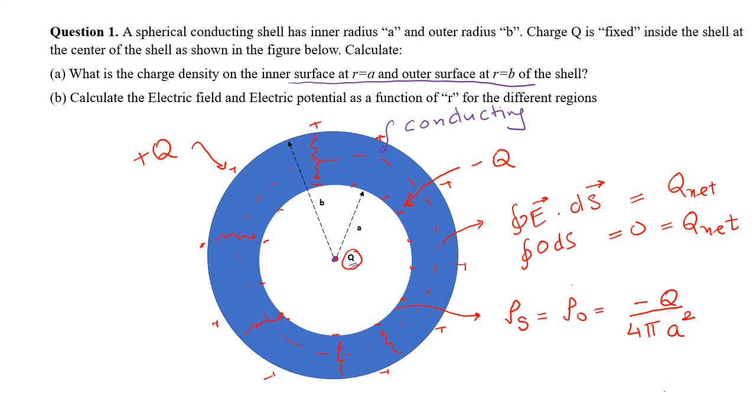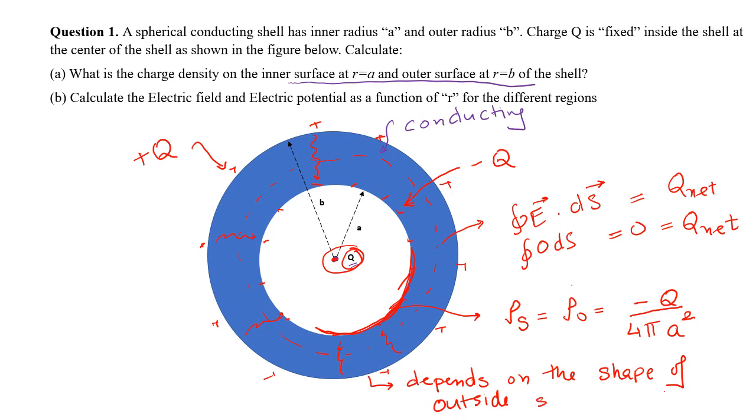The charge which is distributed, the distribution on the inside part of the cavity depends upon how this charge looks with respect to that surface. The charge on the outside surface depends only on the shape of the outside surface. This density will only depend upon the shape of the outside surface.